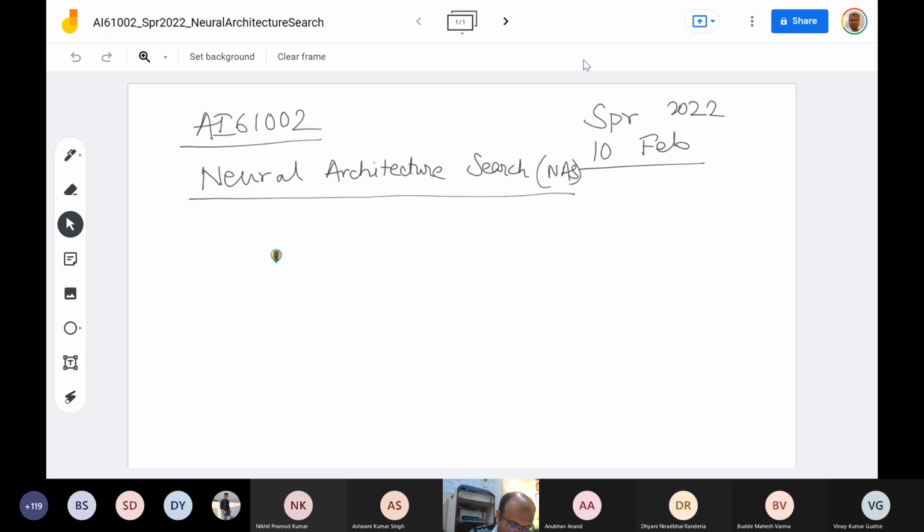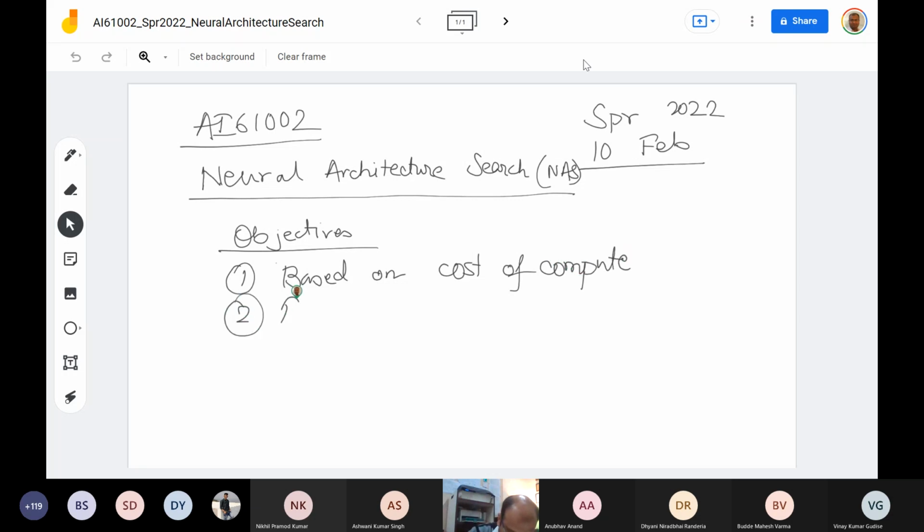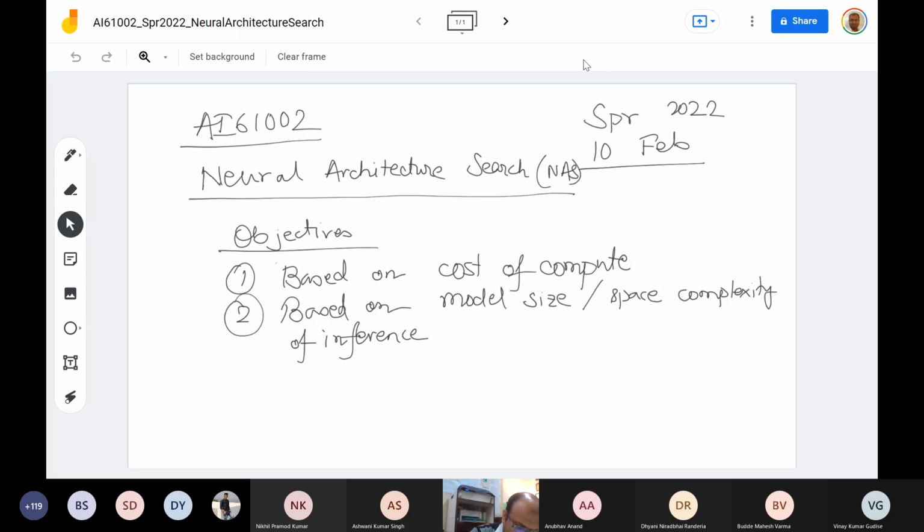Now, for neural architecture search, there are a couple of objectives we need to keep in mind. One is how you will scale or search for these architectures. Your search can be based on cost of compute, or on model size or space complexity, which is the total operational space complexity of inference. It's the cost of compute at inference.